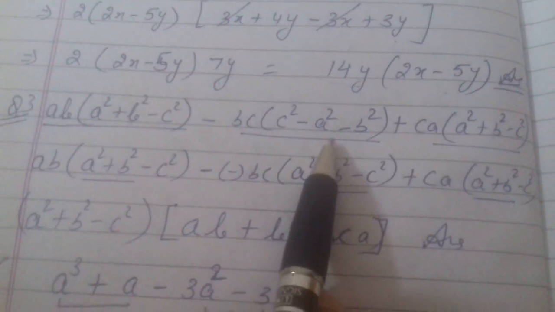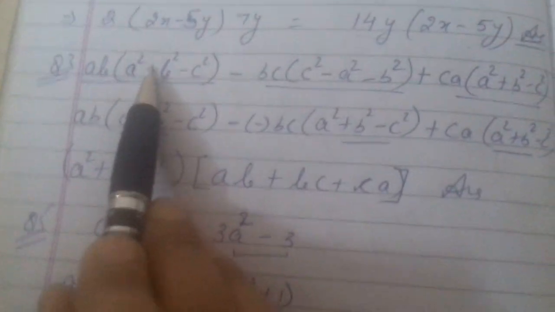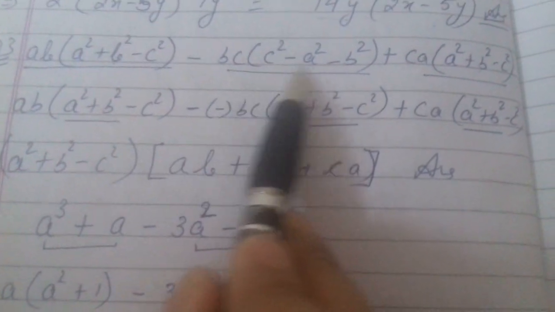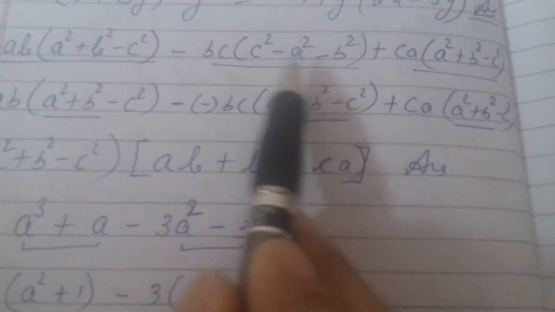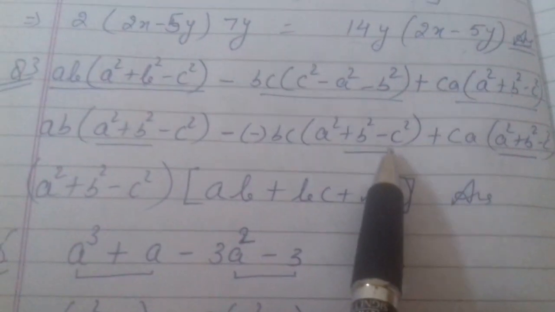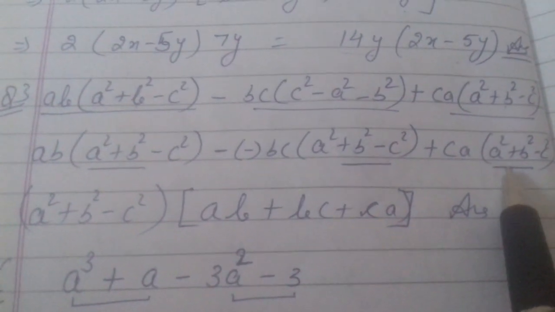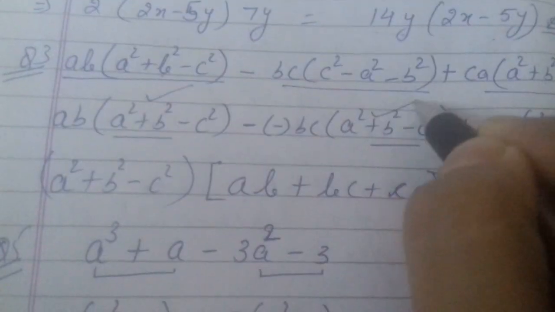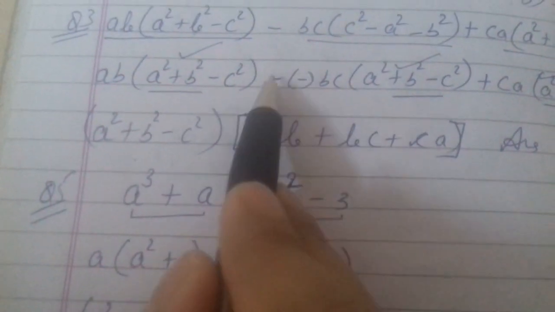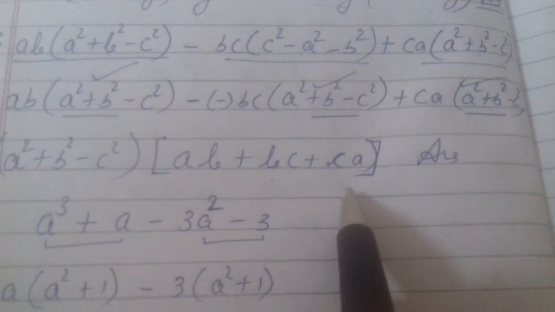We can make it same by taking minus common. Look children, I wrote this term as it is, and I have taken minus sign common from here. Then all the signs will change. It will become positive, b square will become positive, and c square will become negative. Now you can see all the terms became same. Now I can take this term and this term common from all. What you are left with? AB minus plus BC plus CA.